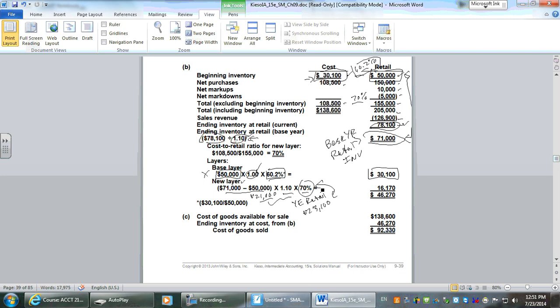So I'm using year-end dollars for the new layer, and I'm using the new cost percentage on the new layer. Yeah, they go together. That's going to give me 16,170. Just add the two together. 46,270 would be my ending inventory at cost. And this time they did do cost of goods sold. What was available way back up here? 138.6. 138.6 less the ending inventory of 46,270 gives me my cost of goods sold.